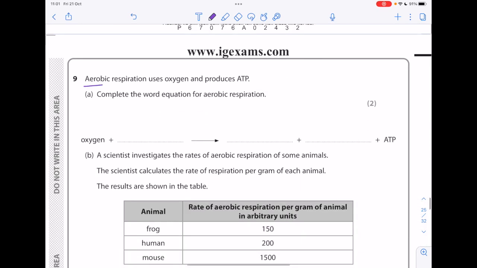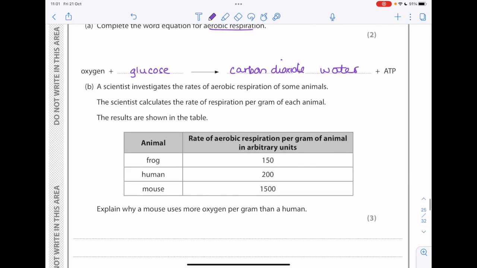Aerobic respiration uses oxygen and produces ATP. Complete the word equation for aerobic respiration. So we need oxygen plus glucose produces carbon dioxide and water.